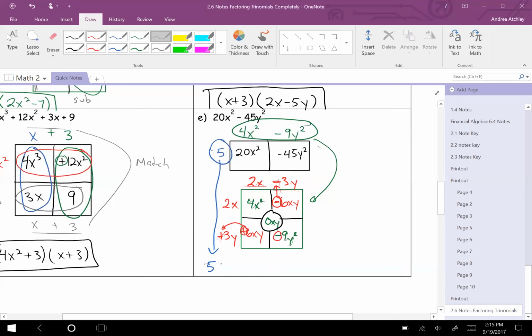And so my factors now are 5 times the 2x plus 3y, and then the 2x minus the 3y. Any questions over that? We're all good?